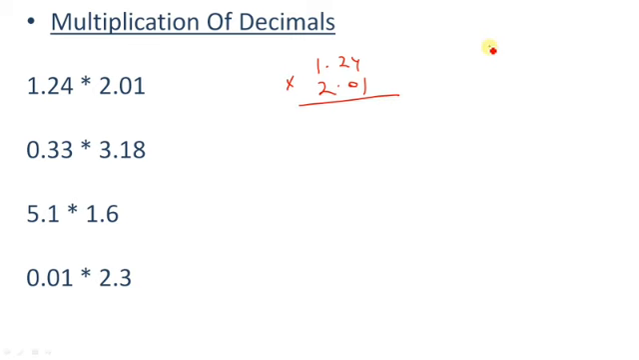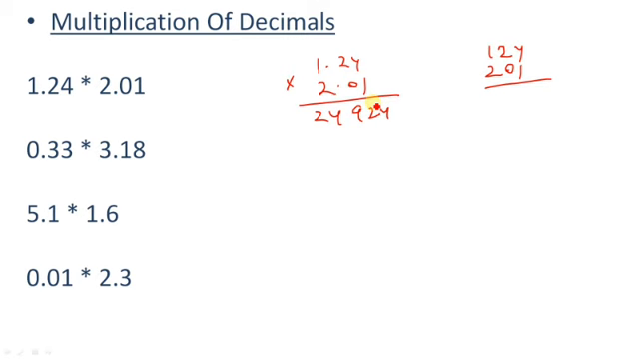Okay, first we'll simply multiply these. When you multiply 124 with 201, it becomes 24,924. Then the second step comes. Next we have to decide where we should place the decimal.